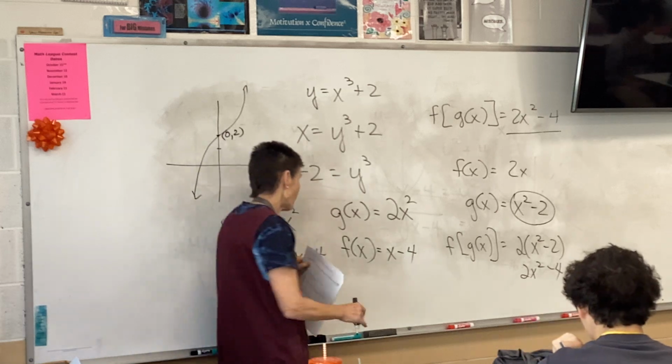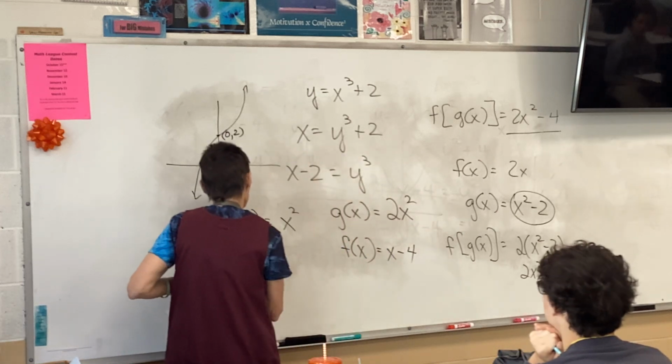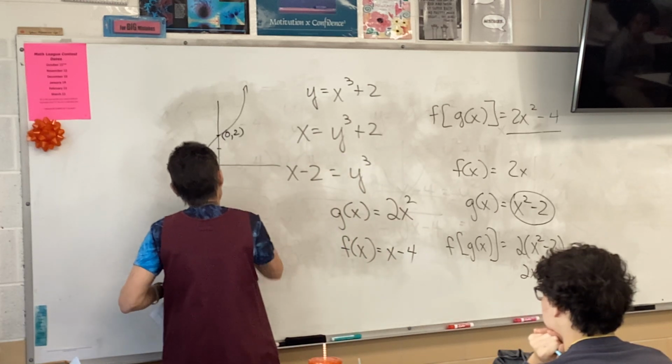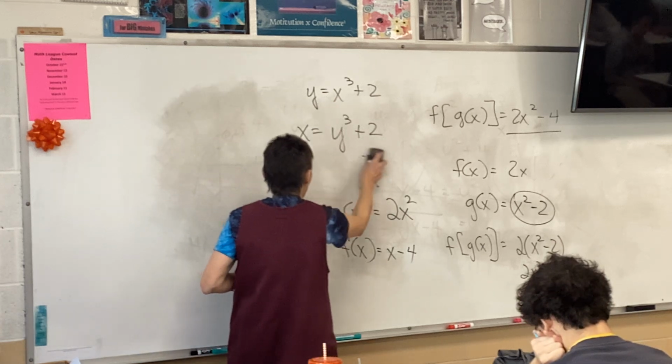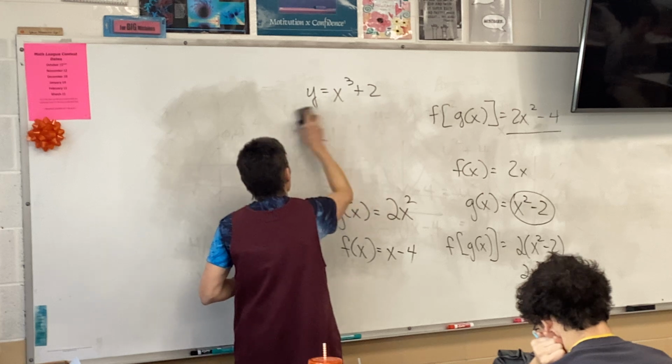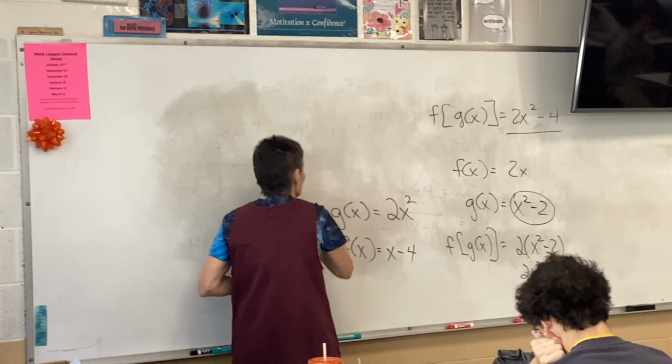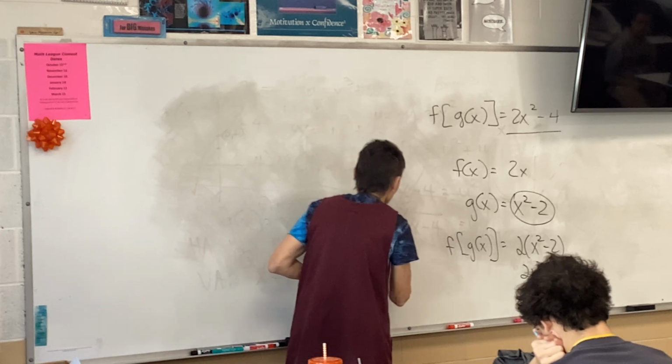All right, number 8, the key word here is prove. All right, prove. There is one way, and one way only, to actually prove that things are inverses.